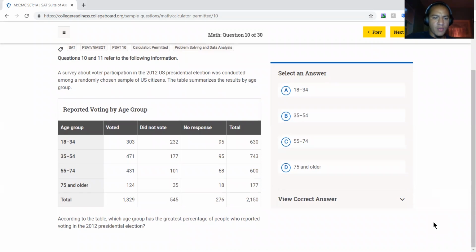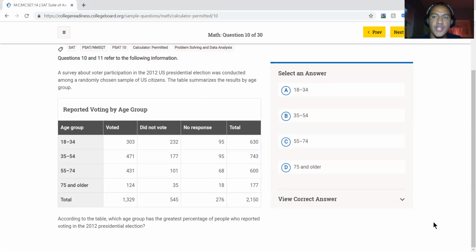According to the table, which age group has the greatest percentage of people who reported voting in the 2012 presidential election? So there's no percentages here at all. So we had to convert the number to a percentage. And basically, you got to convert the number to a fraction. And here's why.